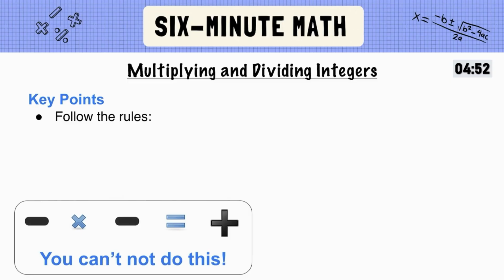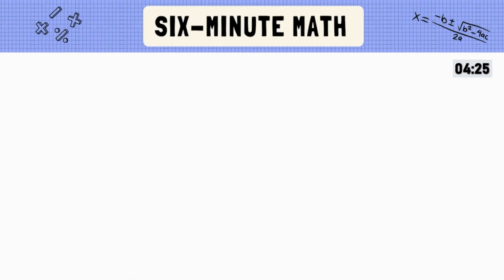Lastly, if I have a negative times a negative, it will result in a positive. If we think of the English language, this double negative of can't not cancels each other out, resulting in the phrase "you can do this," which is a positive statement. So let's use this as we do some examples.